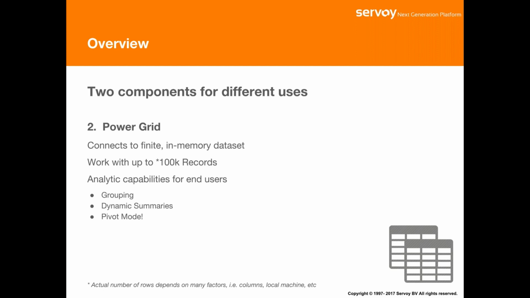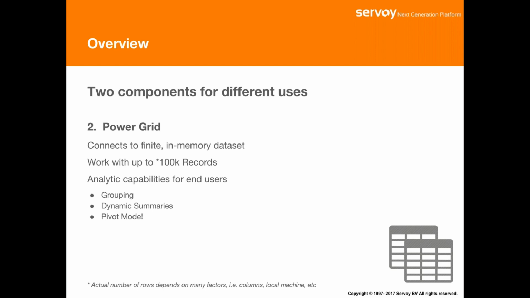So what I did is I used Servoy's Query Builder API. I queried out the columns and the values that you'd seen, and I gave it to the grid to work with. And there is a limit to that. You can work with up to 100,000 records. Of course, that depends on if you had many columns that could go down, or if the client machine you were working on was very limited, that number could change.